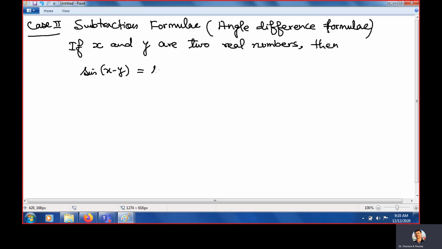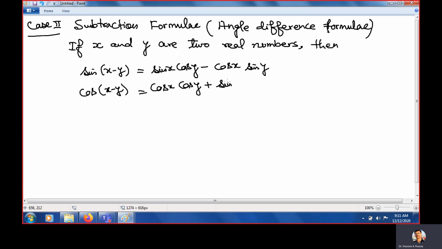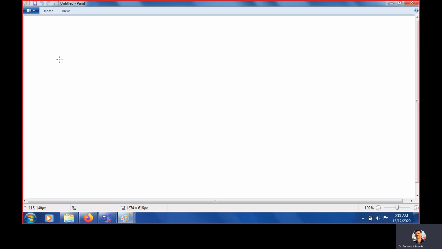What is sine x minus y? It is same to same. Sine x cos y, previous one plus, so here minus, cos x sin y. And what is the other formula? It is cos x minus y. It is cos x cos y, and here will be plus sin x sin y. So these are the other two formulae. You need to learn these two. Not need to learn, we will provide them in the exam paper.